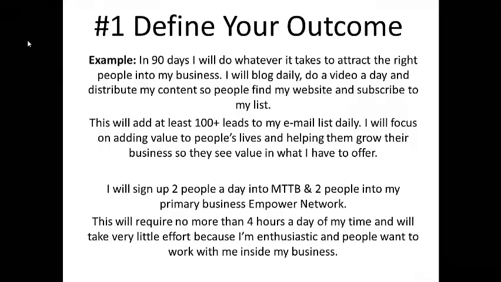So let me give you an example. We talked about defining your outcome. This is an example of that. In 90 days, I will do whatever it takes to attract the right people into my business. I will blog daily, do a video a day, and distribute my content so people find my website and subscribe to my list. This will add at least 100 plus leads to my email list daily. I will focus on adding value to people's lives and helping them grow their business so they see value in what I have to offer.